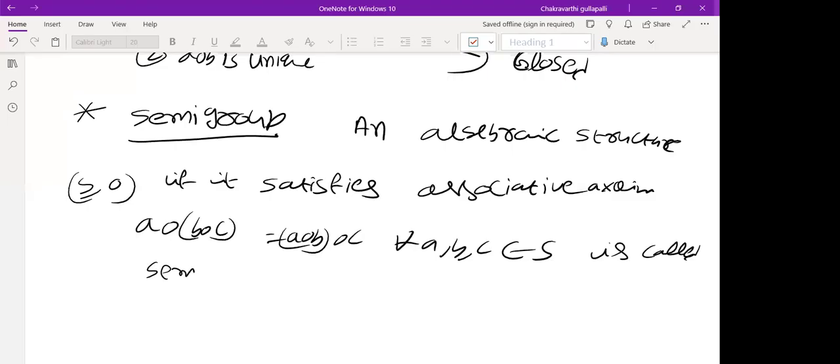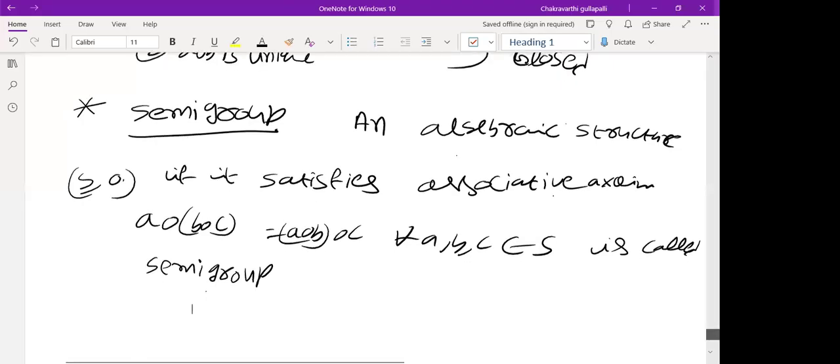Now, all of you know this. Algebraic structure means it is automatically closed. Associative is also satisfied. If it is a binary operation, closed and associative, then only it is a semi-group. Remember this. Semi-group means closure as well as associative. An algebraic structure, that means S should be a non-empty set, circle is binary. If it satisfies the associative axiom, then it is called a semi-group.